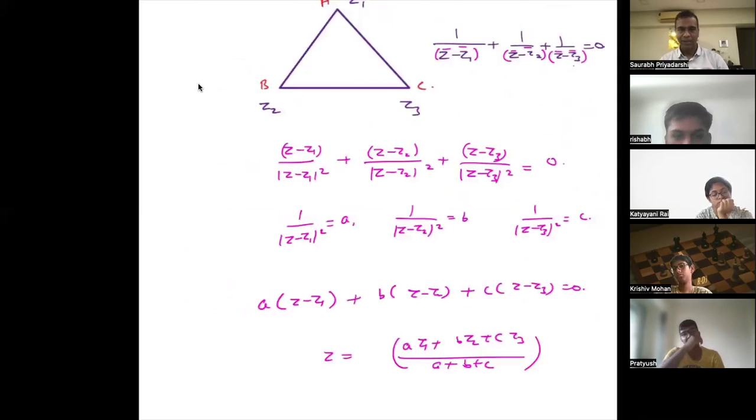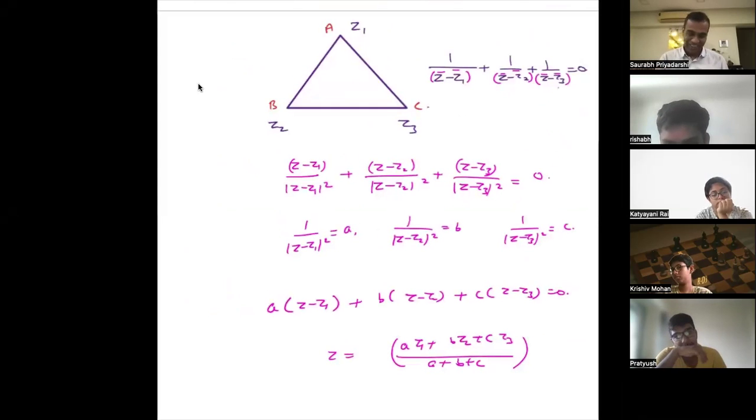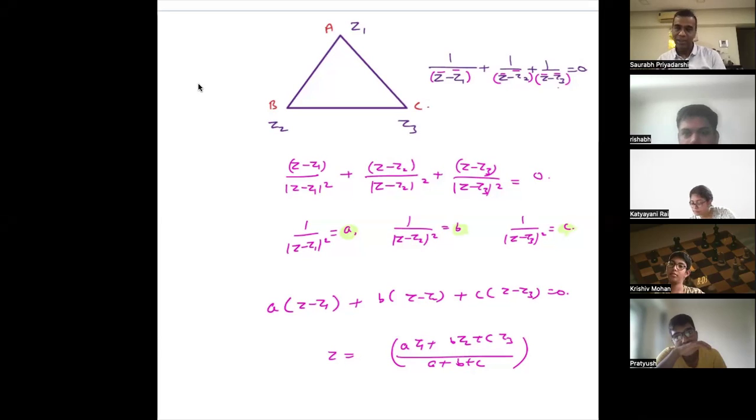It looks like the incenter. We can't say this is the incenter, because these a, b, c are not the same. It looks like the incenter, and the incenter always lies inside the triangle. But this looks like the incenter, but this is not the incenter. But what I am saying, yes, I have proved what I had to do, and now I can freely say, I know 100% the point is lying inside the triangle.